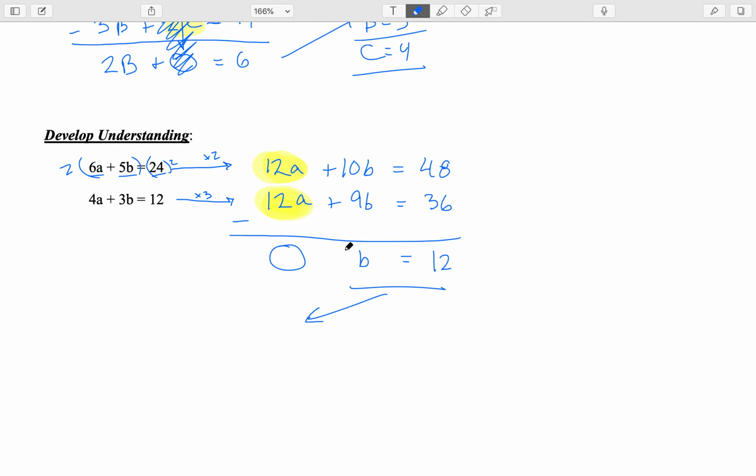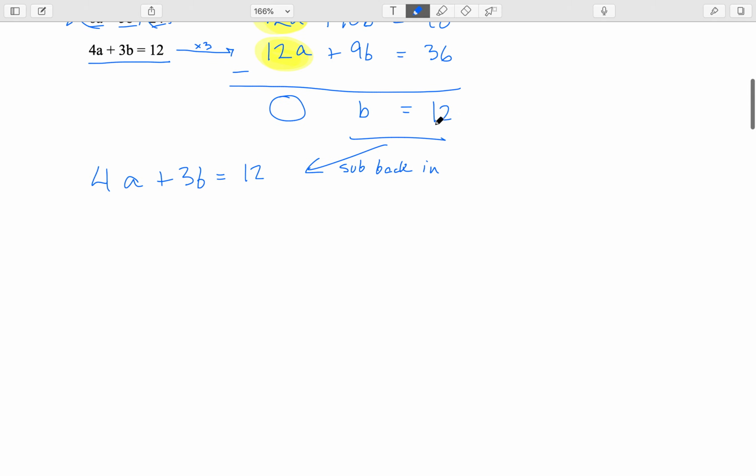Once you've got one answer, just substitute it back in. You could substitute it into this first equation, or I'm going to use the second equation because it has smaller numbers, so it's easier. So I'm going to sub back in. I'm going to substitute my answer back in over here. So, 4a plus 3b is equal to 12. And we just figured out that b is 12. So this is 4a plus 3 times 12 is equal to 12.